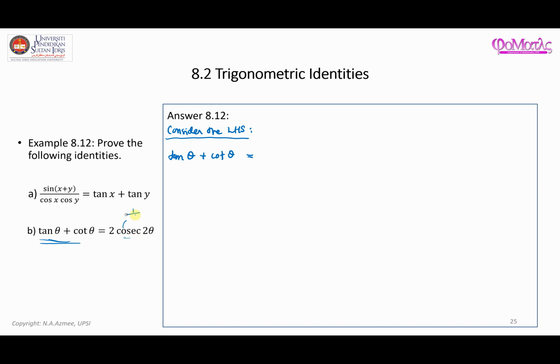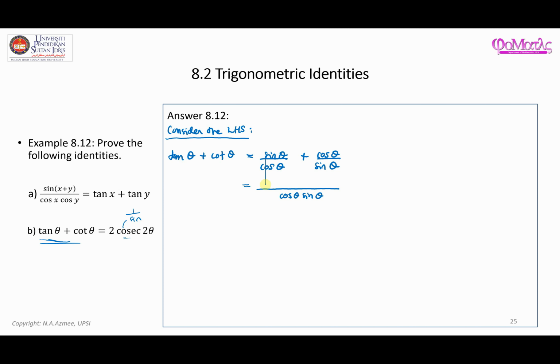Cosecant is actually 1 over sine. So I'm going to write this in terms of something that involves sine. That would be sine theta over cos theta, and the definition for cotangent is the reciprocal of this, so it will be cosine theta over sine theta. That is my starting point, and I'm going to add these two fractions together, and to do that I need to find a common denominator.